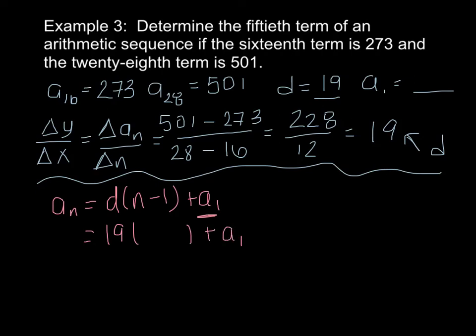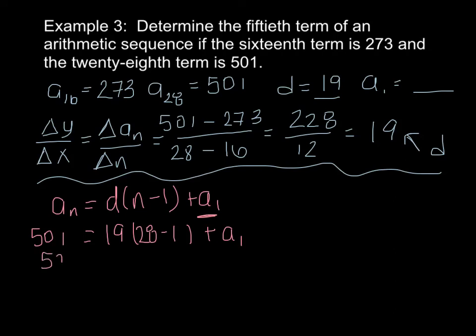Now we have two choices for n and a sub n. We can use either 28 or 16 for n. I'm going to use 28, but you could easily use 16, and maybe a better idea because it'll keep your numbers smaller. But if I plug in 28 for n, then I need to plug 501 in for a sub n because the 28th term is 501.